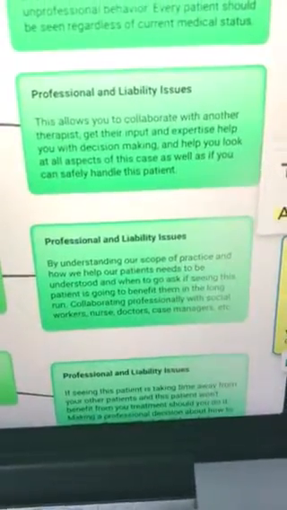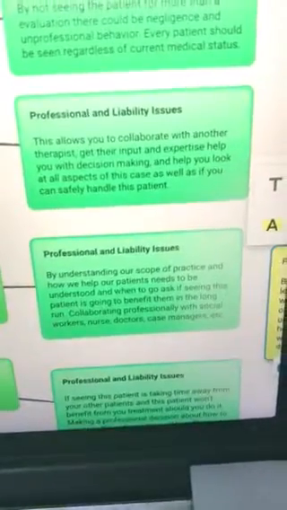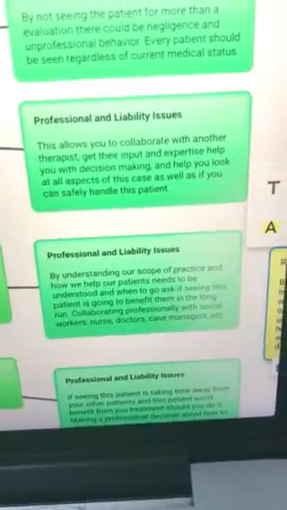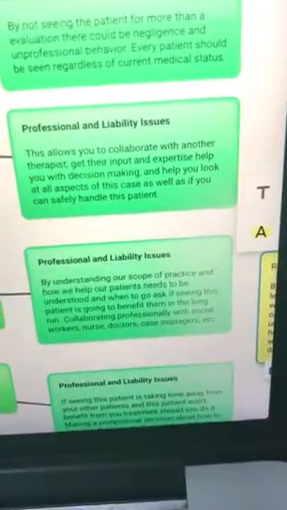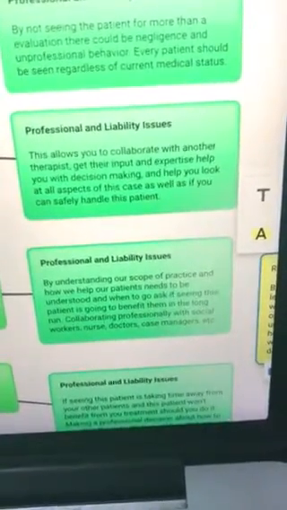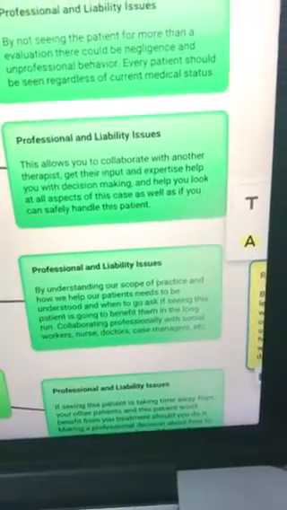And so, kind of the professional liability issues, we have to understand where our scope of practice is and how we can help our patients' needs, and needs to be understood, and we can go and see if they would benefit in the long run. If we go see them for treatment, are they going to benefit from us?